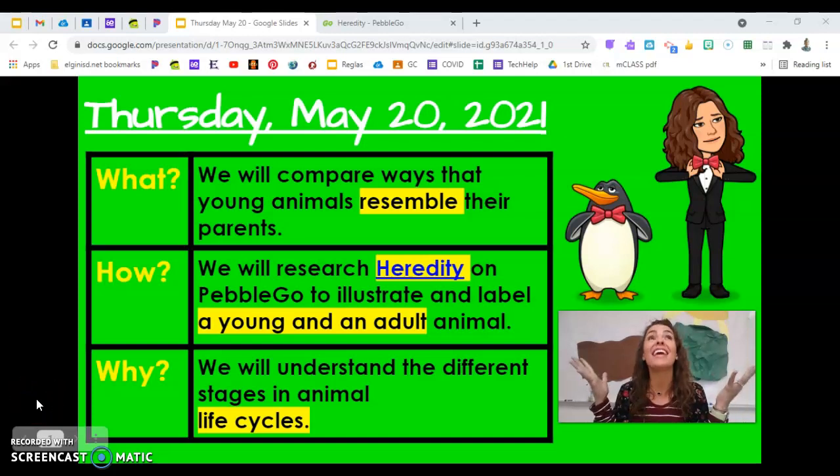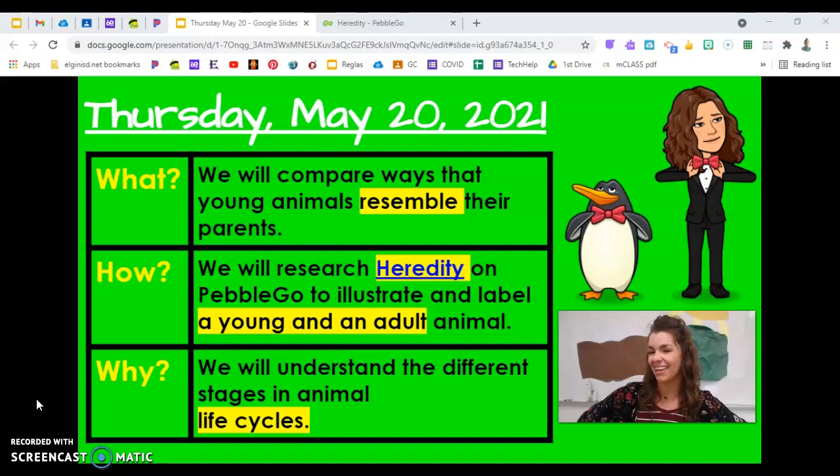It's a terrific Thursday, boys and girls, and it is science time. It's May the 20th. What do you think we're working on today? We will compare ways that young animals resemble their parents. Remember that word from yesterday? Say it with me, please.